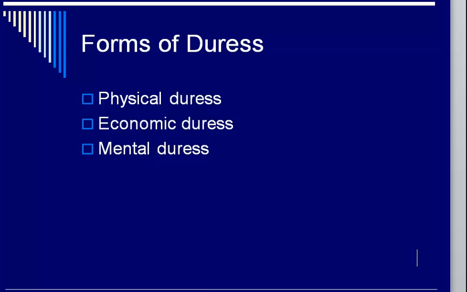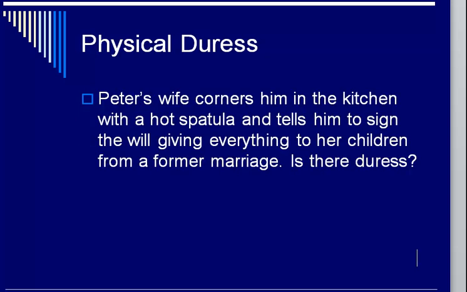But there's physical duress, economic, mental. The typical duress that everyone thinks of is gun to the head. So this example of somebody being cornered with a hot spatula, yeah, I mean, I guess if those are the facts, that would be duress. Again, the theory behind duress is that Peter, in this case, did not really have the intent to enter into the contract. It was his wife's intent to force him into the contract.